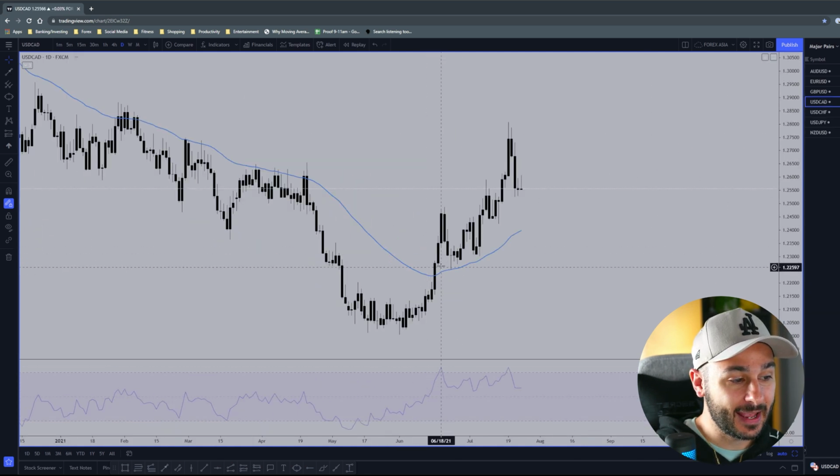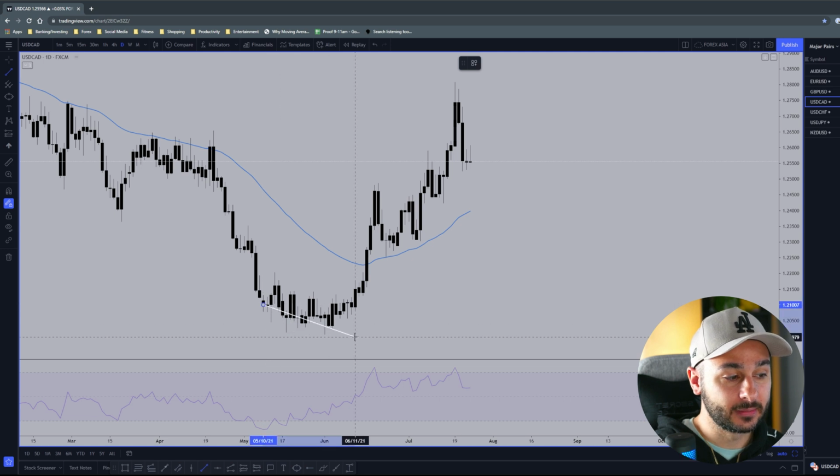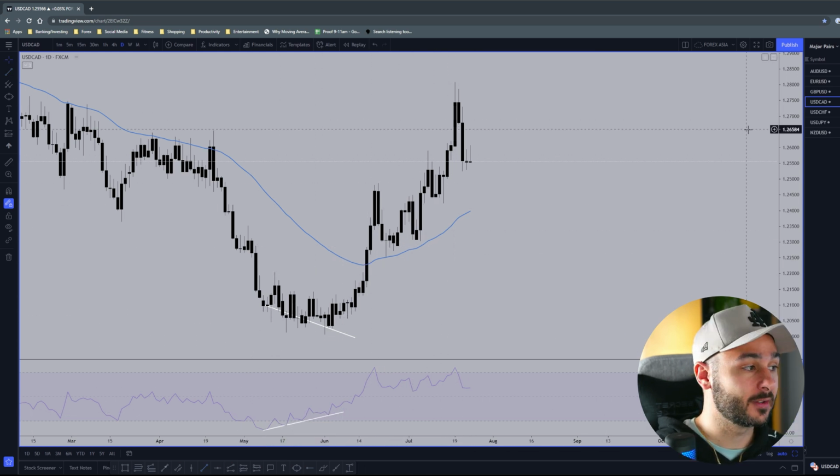Moving on to USD CAD, once again, we have bullish divergence in this case. So, price action starting point, price action makes lower lows, RSI makes higher highs. Breaks to 50, continues up, reverses.